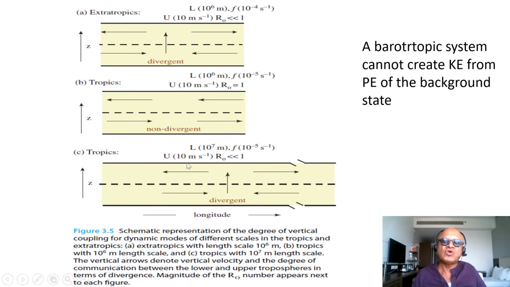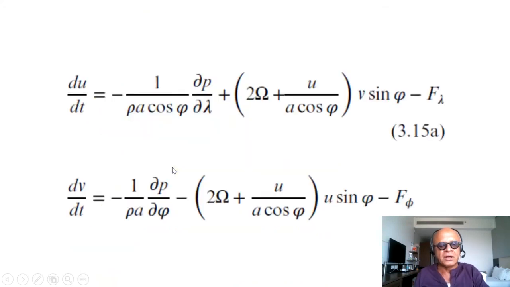But in the tropics, if you go to 10 to the 7 meter scale with the Coriolis and horizontal motions of the same scale, then you end up producing divergent motions. Obviously, Walker cell and Hadley cell include lots of large-scale divergence and convergence. So do the monsoons, so do the Madden-Julian oscillations. So the restriction of a barotropic system not creating KE from PE gets released when we use the proper scales of 10 to the 7 meters.